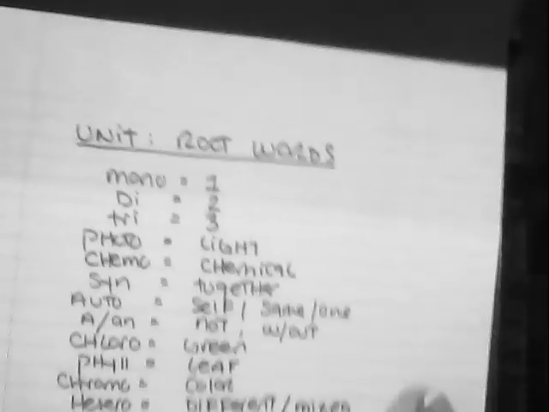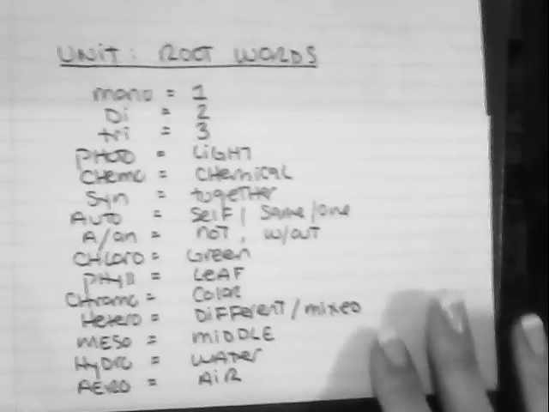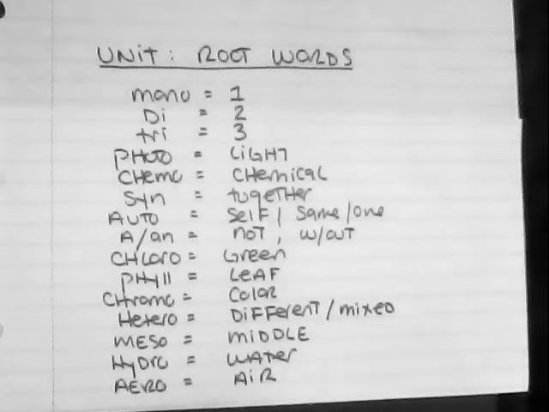So here we go. First things first, I would like to go over some of the root words that we're going to be focusing on within this unit. Mono, di, tri actually means 1, 2, 3. Photo, chemo is light to chemical. Syn is together. So when I say chemosynthesis, it means to put chemicals together, versus photosynthesis means to put light together. Auto means self or automatic.